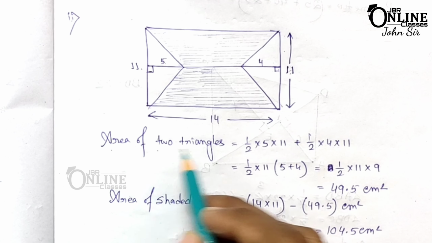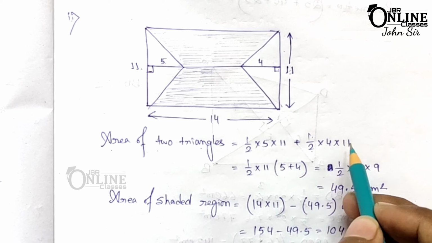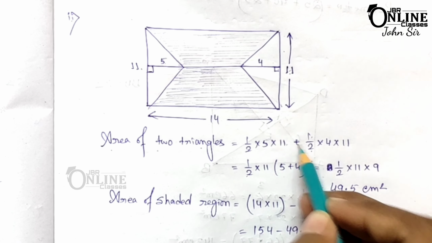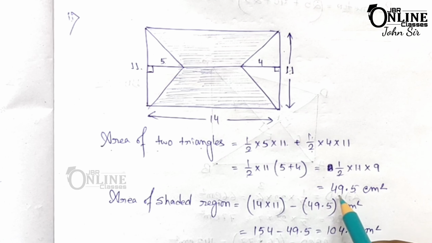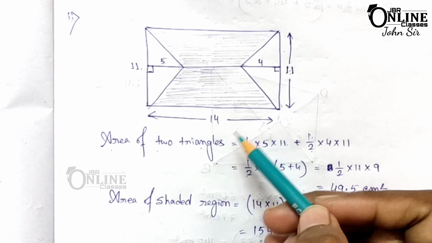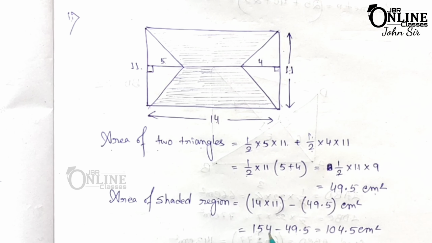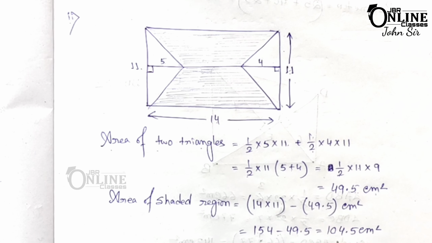So the area of the two triangles is half into 5 into 11 plus half into 4 into 11. Half into 11 will be common, then it becomes 5 plus 4. So now half into 11 into 9, finally it will be 49.5 centimeter square. Now the area of the whole rectangle equals 14 into 11. So 14 into 11 equals 154. Then subtract the area of two triangles, 49.5, and that becomes 104.5 centimeter square.